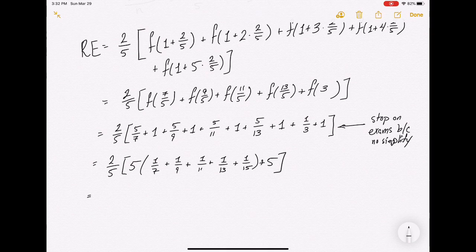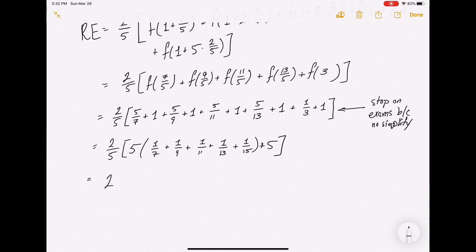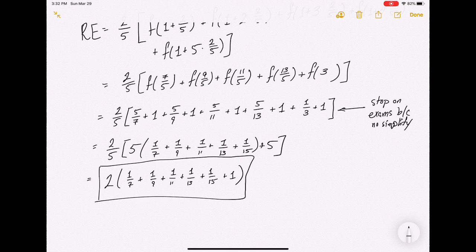So what happens here, I'm dividing by 5 out front, and I have 2 pieces with a 5 on the inside. So really this turns into 2 times 1/7 plus 1/9 plus 1/11 plus 1/13 plus 1/15 plus 1. This is maybe the most simplified way you want to write it. You can convert to decimal if you want.